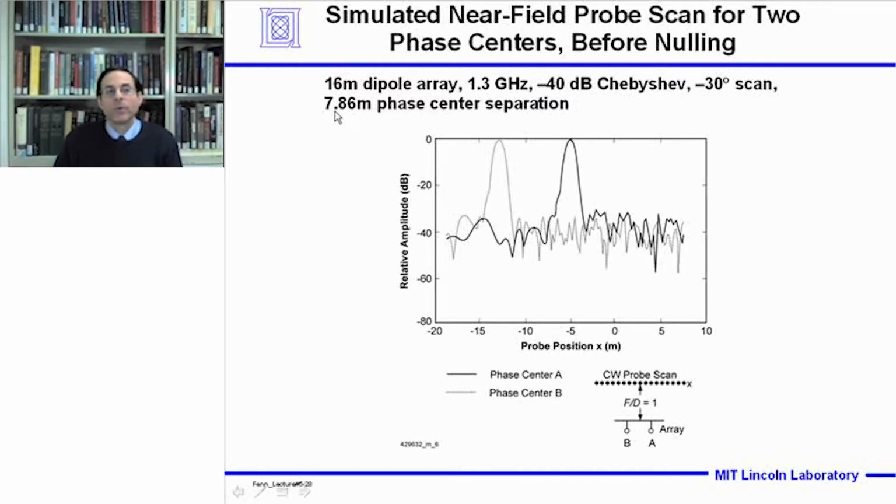And so with phase centers separated by 7.86 meters in the focus near field region at f over d of 1, we would expect to see 2 beams, one for each phase center, separated by the phase center displacement. That's what we see here. Here's phase center A, main beam and side lobes, and then phase center B, near field radiation pattern, main beam and side lobes. So what we want to do next is take these 2 simulated focus near field radiation patterns and convert these, instead of in probe position x in meters, to angle in the near field.